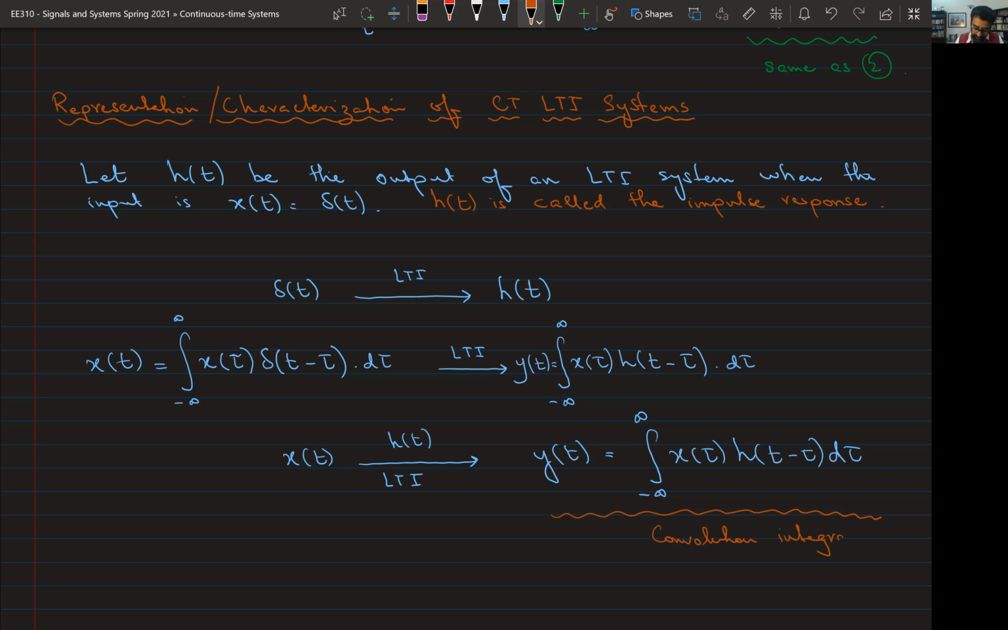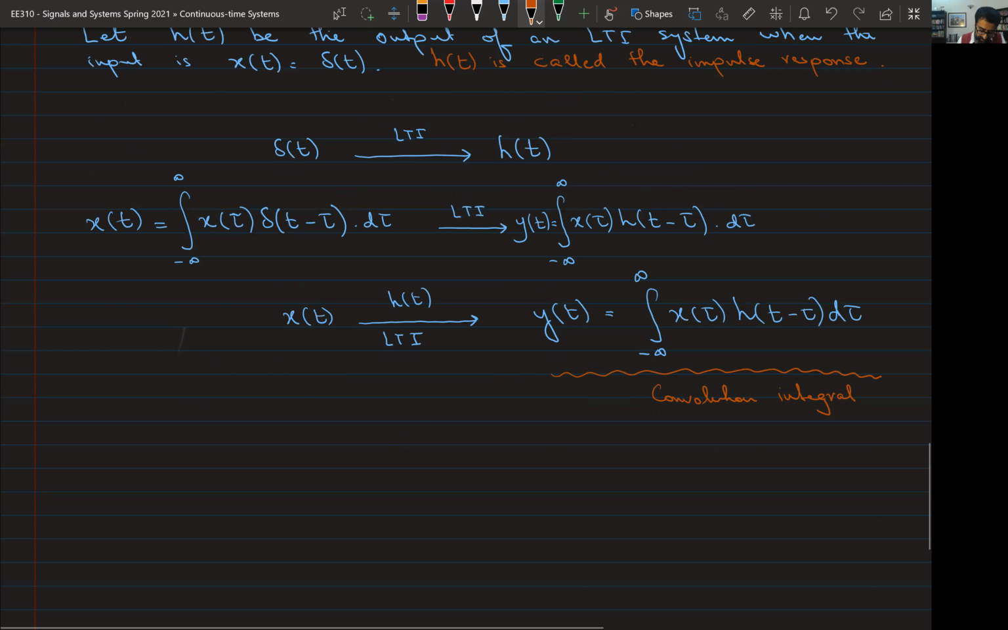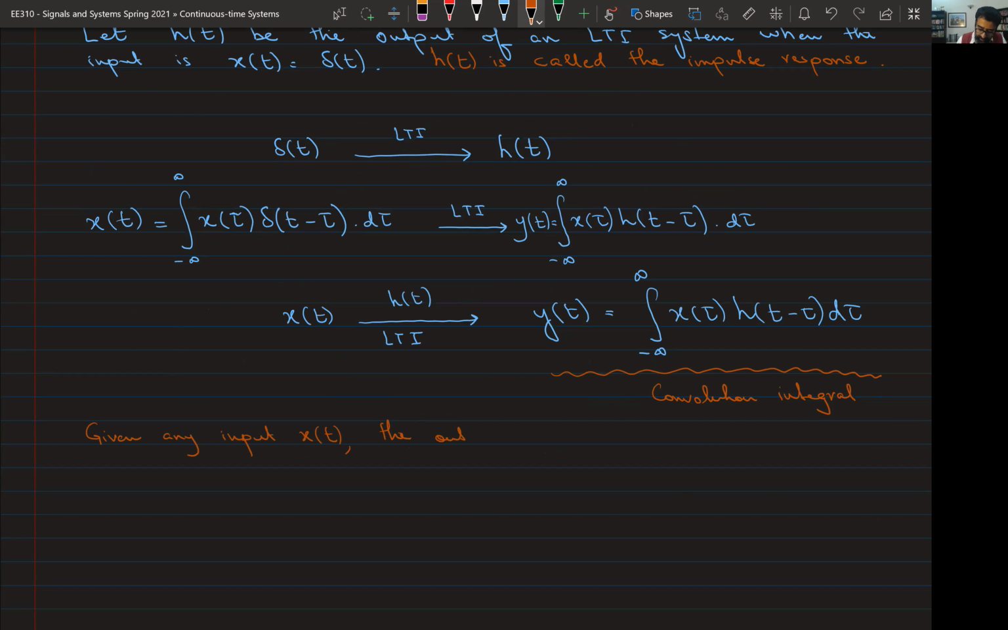And we can basically say, given any input x of t, the output can be determined through the convolution integral.